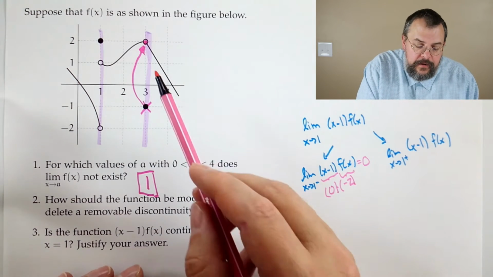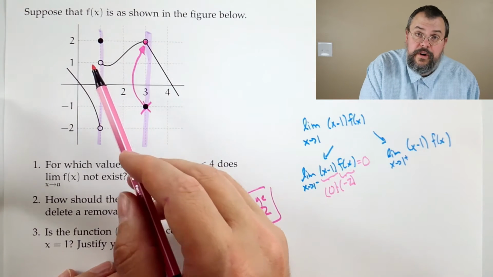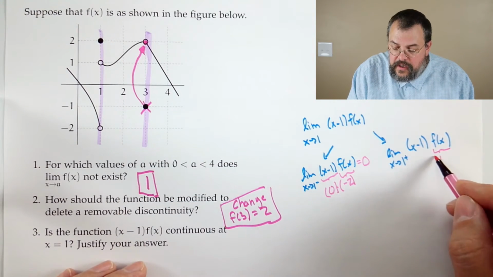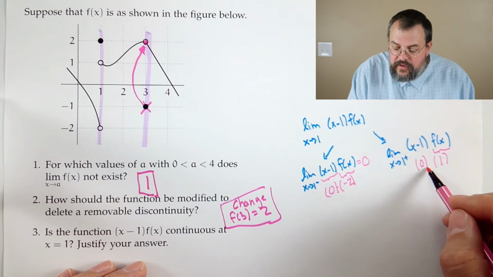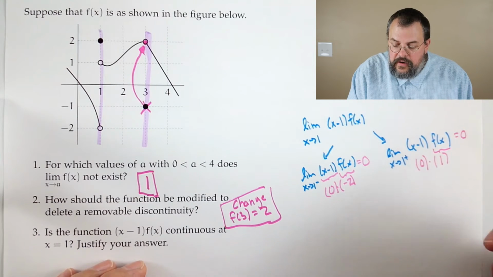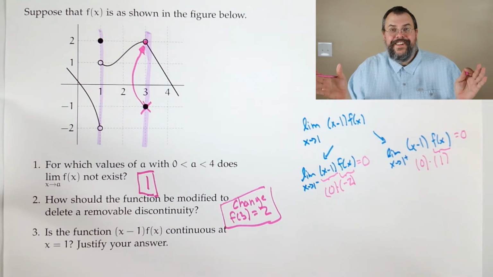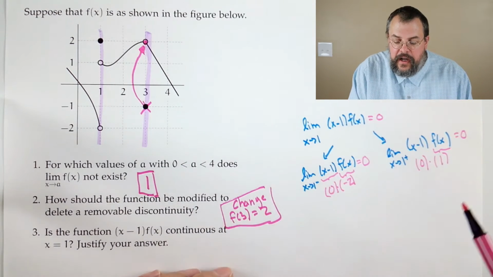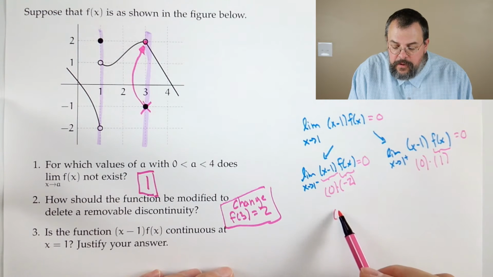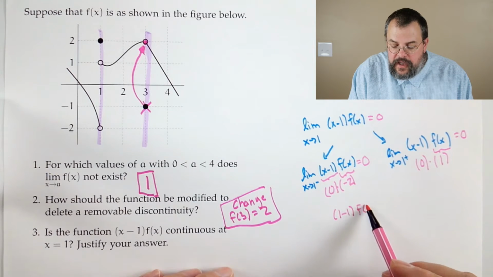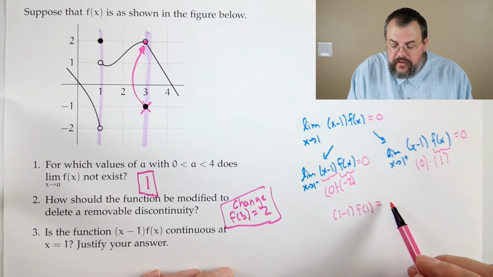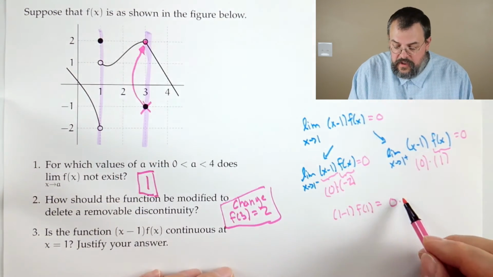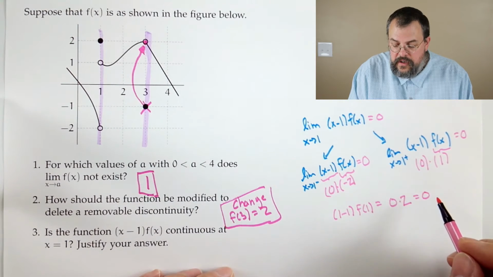When we come in from above, what do we see? We're approaching 1, so the function is going to 1. X minus 1 still goes to 0, and the product is 0. So, okay, good. At least the limit does exist. The limit is 0. On the other hand, if we plug in 1 minus 1 times f of 1, that's 0 times 2, which is 0.